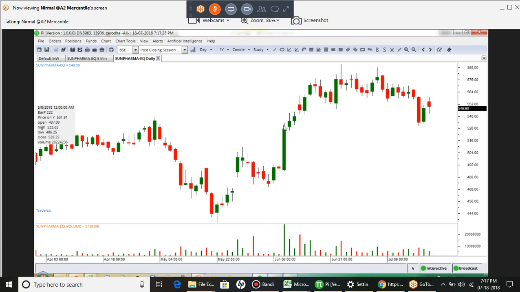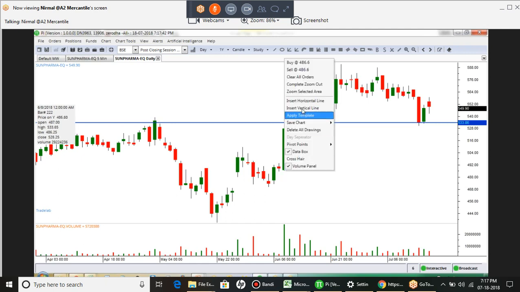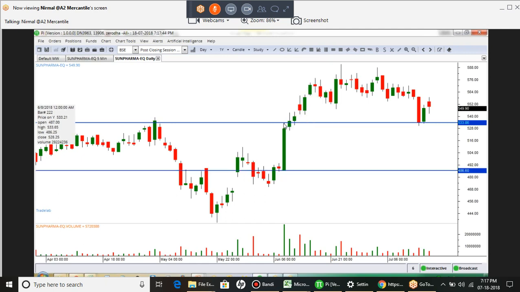Okay, so this is 8th of June, right? This whole day is 8th of June. This is the overall range of this day. Okay, this is the daily chart. Okay, do you see this area? Yes.